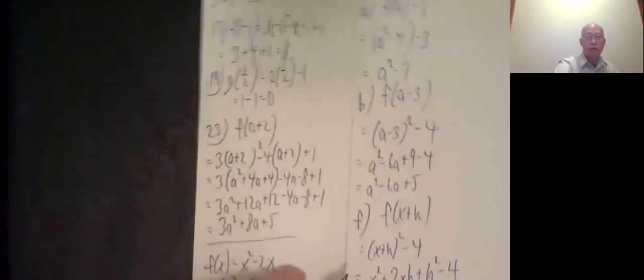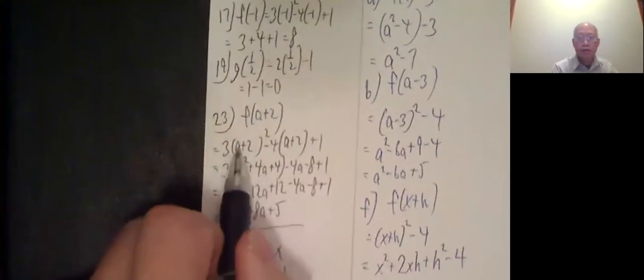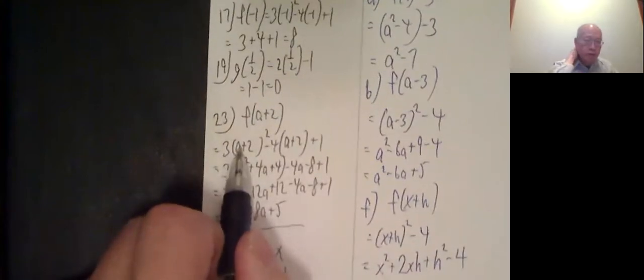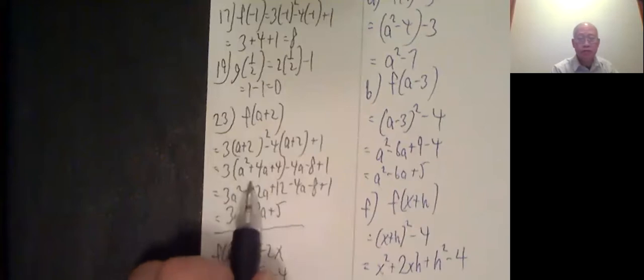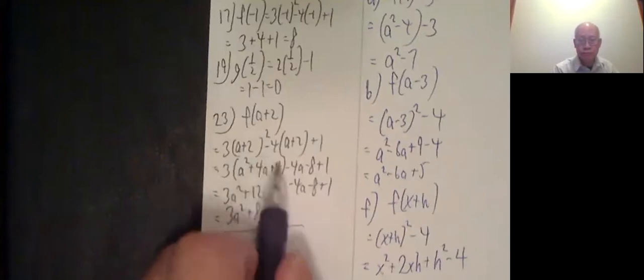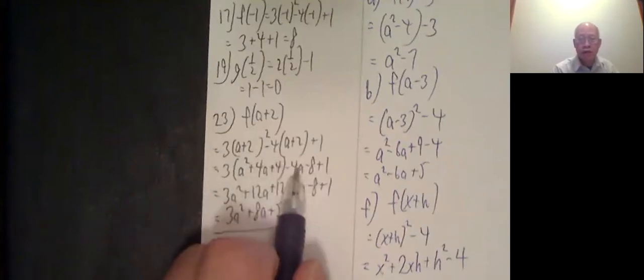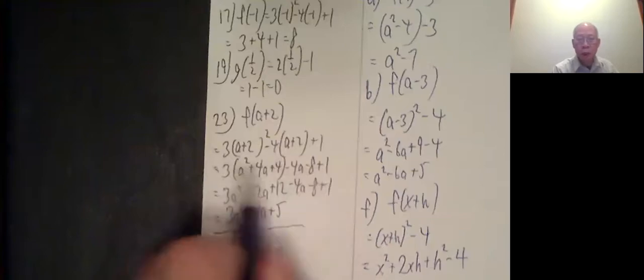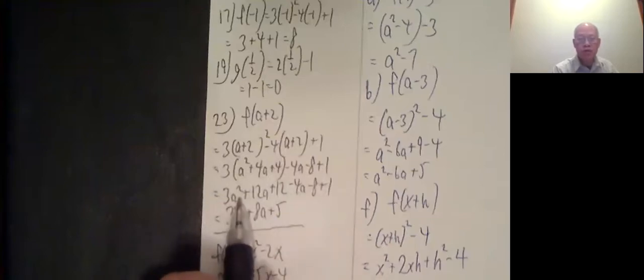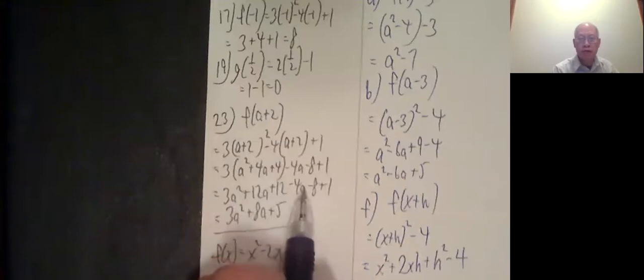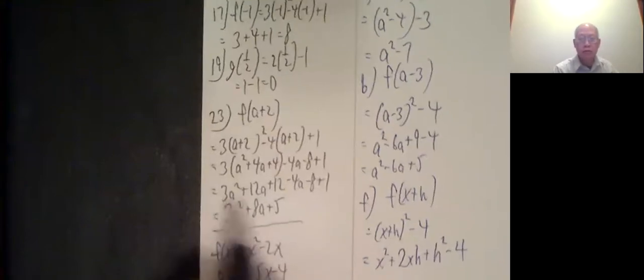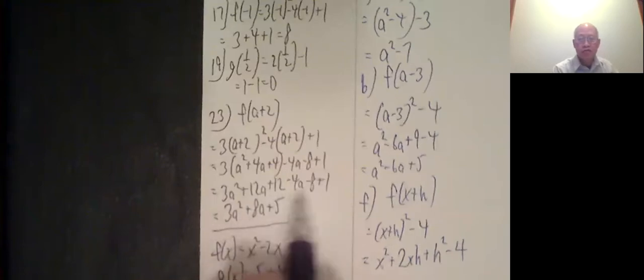Okay, so that was a little bit more work. A plus 2 squared, a plus 2 times a plus 2 is a squared plus 4a plus 4. Distribute minus 4a minus 8 plus 1. Distribute more, 3a squared plus 12a plus 12 minus 4a minus 8 plus 1. Gather like terms, 3a squared, and then 12a minus 4a is plus 8a. 12 minus 8 plus 1 is 5.